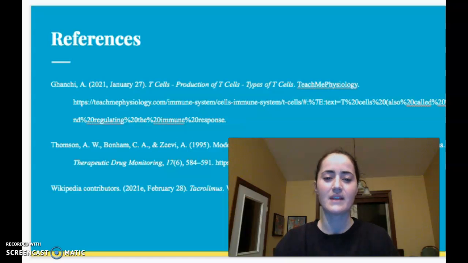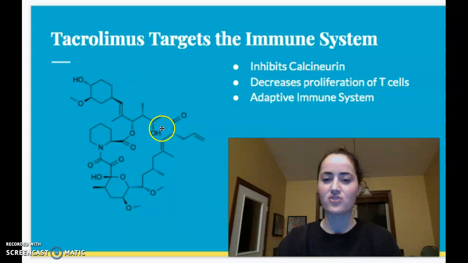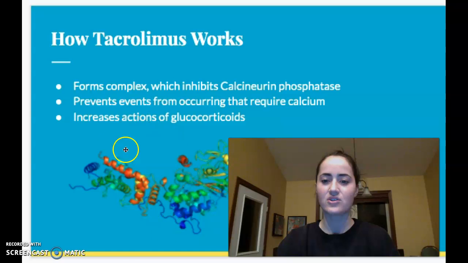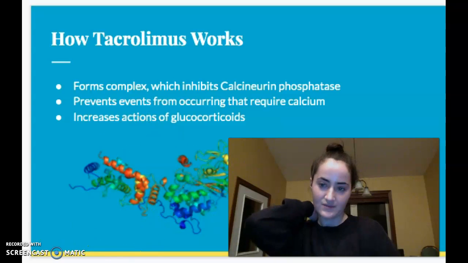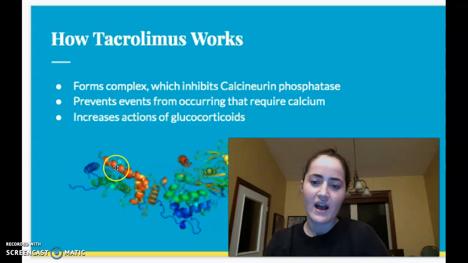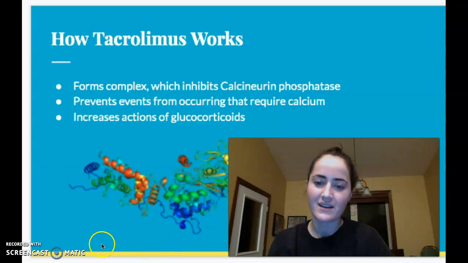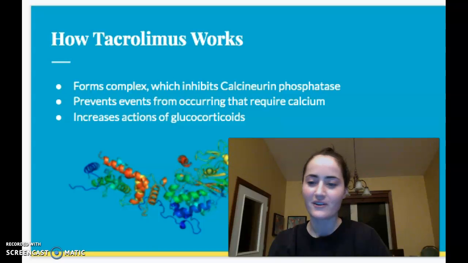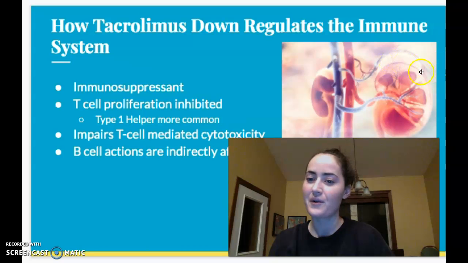One really quick thing that I did not mention: this is the structure of tacrolimus, as you can see, and this is the structure of the calcineurin phosphatase, that enzyme. I thought it was fun to see the different types of secondary structures that they have. You can see all those alpha helices, which is fascinating that we have this technology to capture these incredible images. If you don't know, these are your kidneys, and that is the type of transplant that we're looking at in terms of tacrolimus.